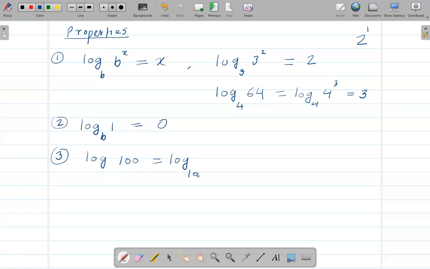So log base 10. 100 is also 10 to the power 2. So that way we have these two the same. So the value of this whole thing is 2.